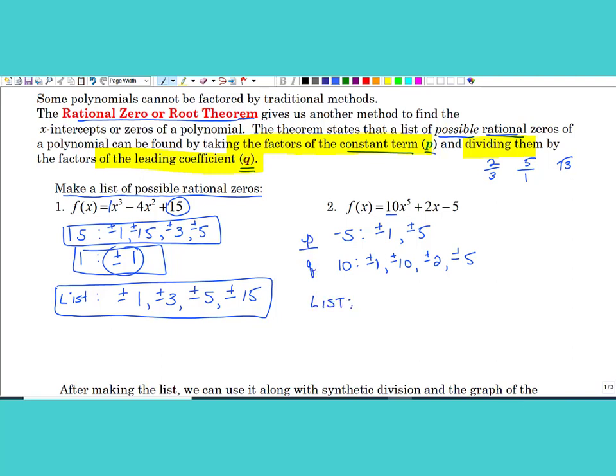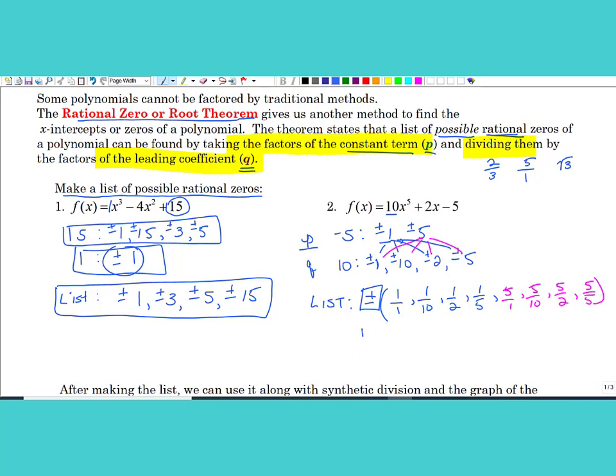So here's my list. I'm just going to put a plus or minus out in front. Kind of a lazy way. So I need to divide 1 over 1, 1 over 10, 1 over 2, and 1 over 5. Then I need to divide 5 by all of those. So 5 over 1, 5 over 10, 5 over 2, and 5 over 5. And of course, they can be plus or minus.